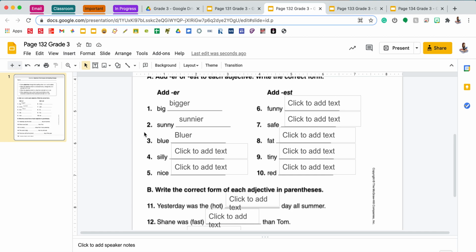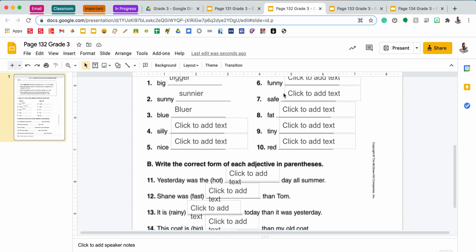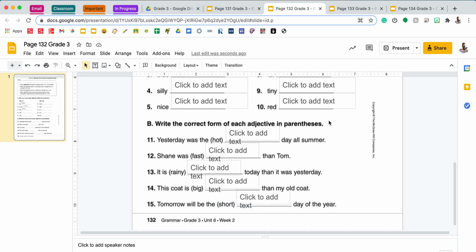You will finish part A with the same directions. Numbers 4 and 5, you're adding ER. Numbers 6 through 10, you're adding EST. On the bottom here, you're going to write the correct form of each adjective in parentheses.